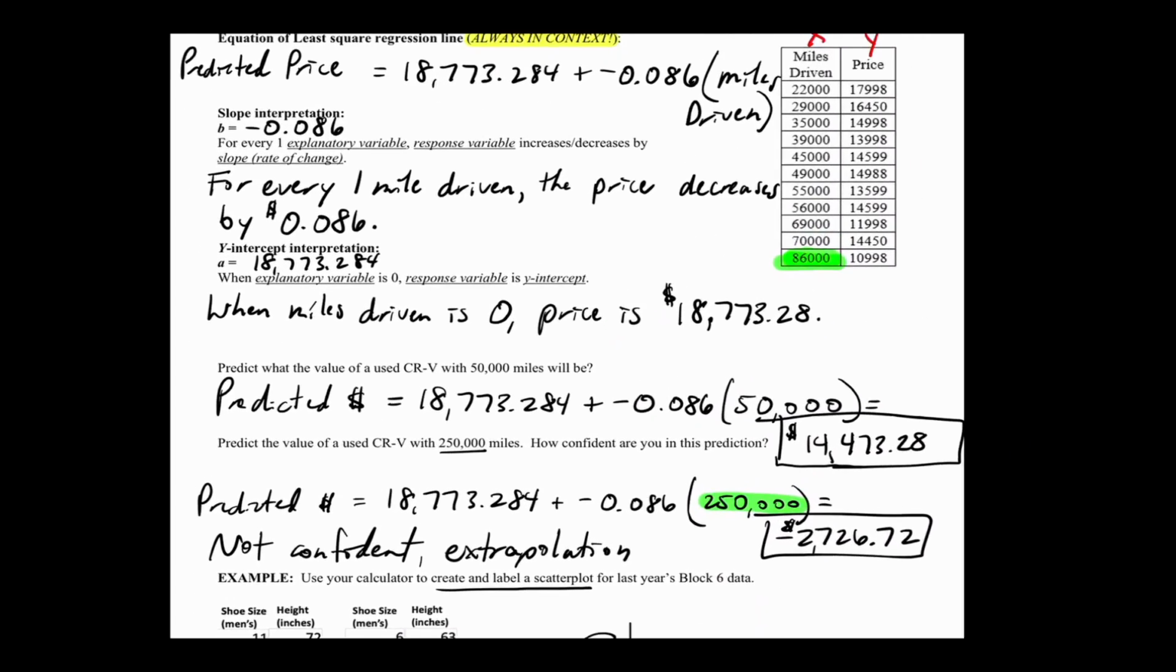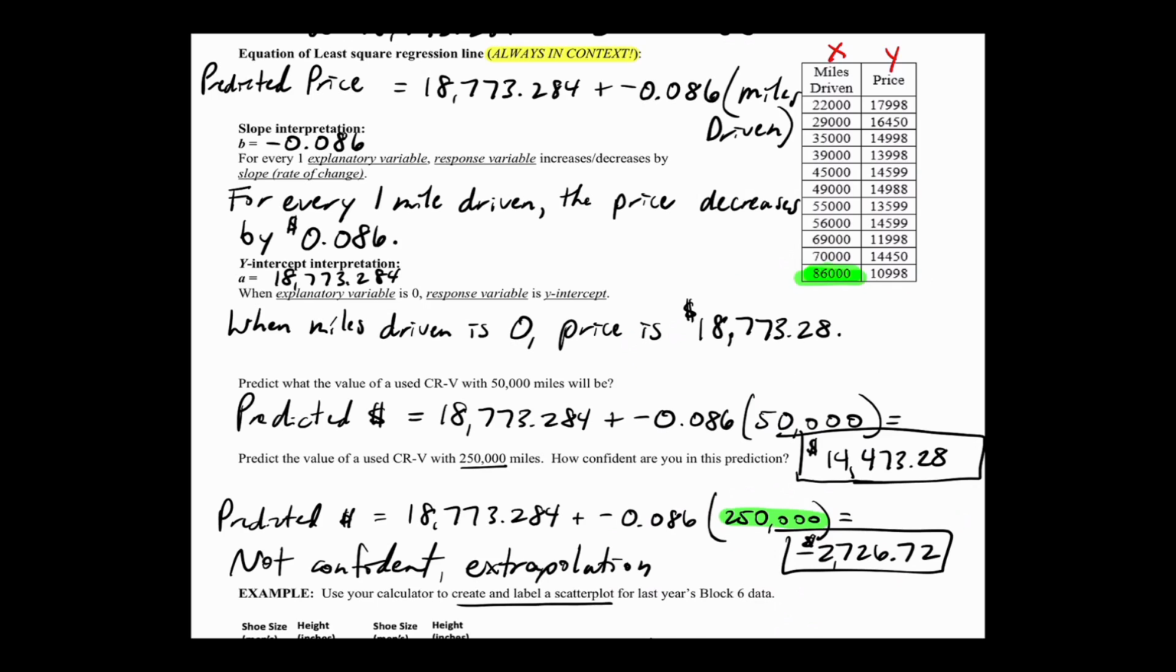Extrapolation means taking the data sets that you have and plugging in a number that's outside of that range. My range goes from 22,000 to 86,000. That's my range in miles driven. I don't have anything close to 250,000 miles. So I would be comfortable predicting for any car between 22,000 and 86,000. For example, the one we just did, 50,000. I would be perfectly comfortable there.